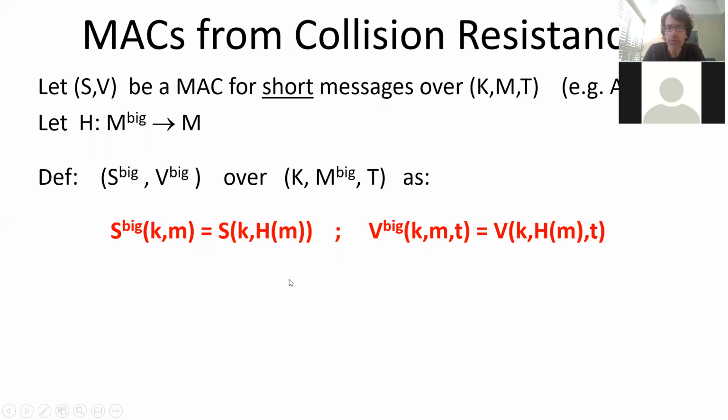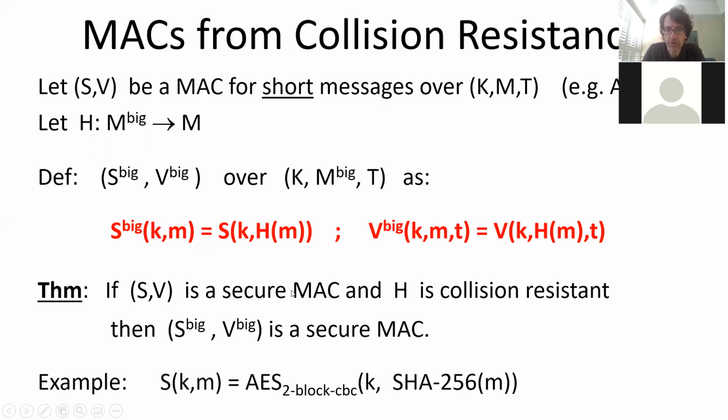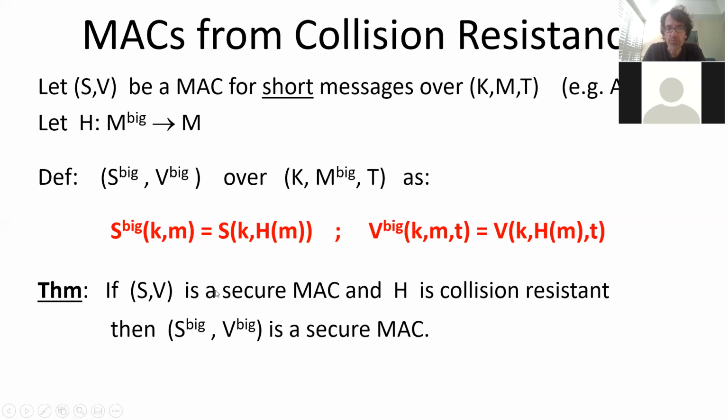Okay? Now, why is that secure? It's a simple argument, right? Because you basically have to consider two cases. So I'm going to argue that if you have an attack on this, then you must either break security of the small MAC, or you break collision resistance of H.